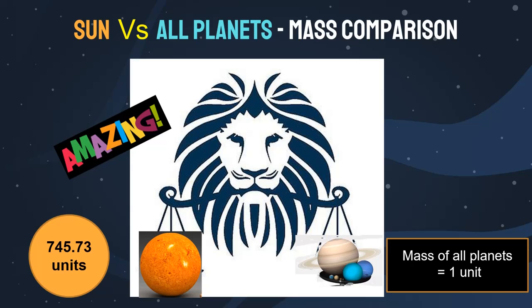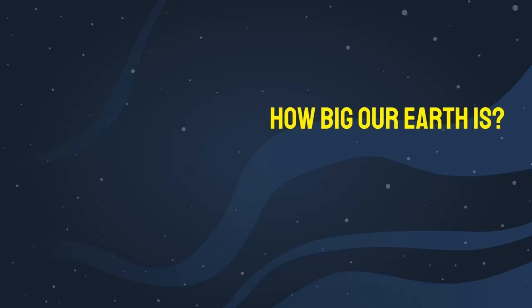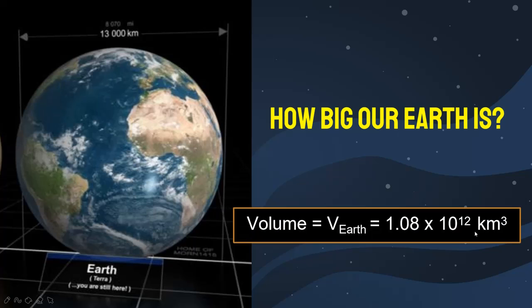Now, let's compare how big these planets are. Again, first we should know how big our Earth is. The Earth is approximately 13,000 kilometers in diameter. Because it's a sphere, for our comparison we will look at the volume. The volume of the Earth comes out to be approximately 1.08 into 10 to the power 12 kilometer cube. It's huge. After that there are 12 zeros, and it's in kilometers. 1 kilometer is so much, we know already.